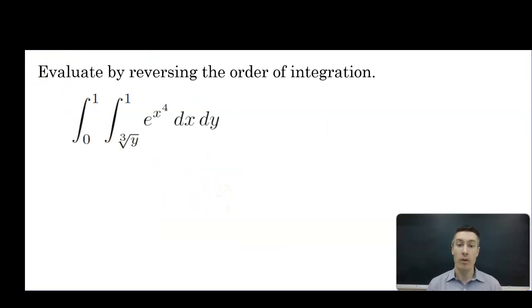So evaluate by reversing the order of integration. In this example, the motivation for changing is because integrating e to the x to the fourth with respect to x would be very difficult, if not impossible, the way that it sits. If you honestly wanted to try to do it, you would probably need a Taylor series substitution here, which most students, when they hear Taylor series, want to avoid at all costs. But let's look at changing the order of integration and see what happens to this problem.